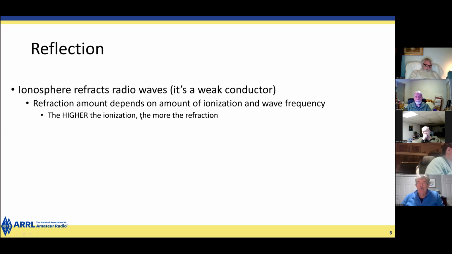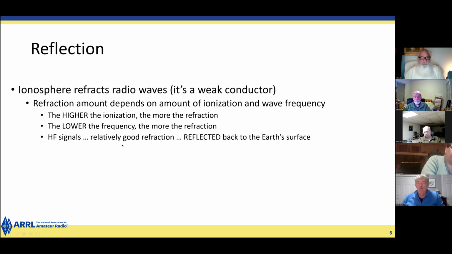The higher the ionization, the more the refraction. And the different layers of the ionosphere act differently, and we're going to get into the detail here. The lower the frequency, the more the refraction. In other words, the more the radio wave will bend back toward Earth, passing through the ionosphere. Now that means that VHF, especially 2 meters and up, passes right through the ionosphere. 6 meters sometimes will refract, and sometimes it won't.